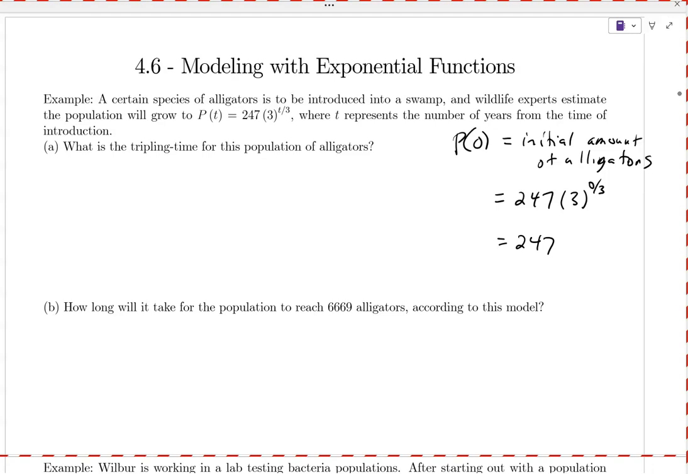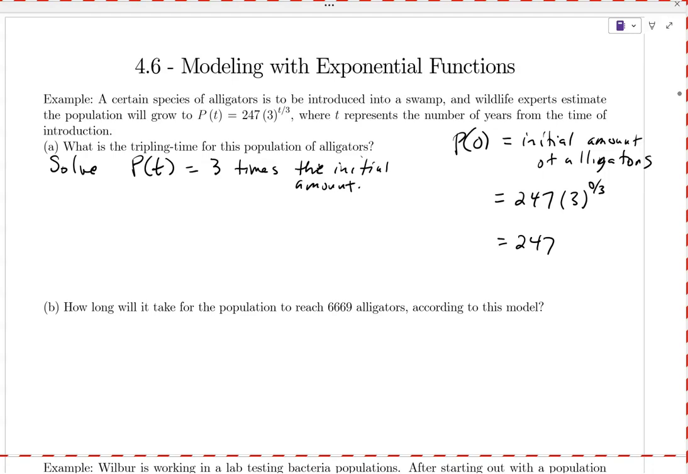The tripling time or the doubling time or whatever is just the time it takes for the population to, in this case, triple. Okay? 3 times as big. So if we want to know what the tripling time is, we want to solve an equation. I'll just write it out in words. We want to solve P of t equals 3 times the initial amount. We want to solve that for t.